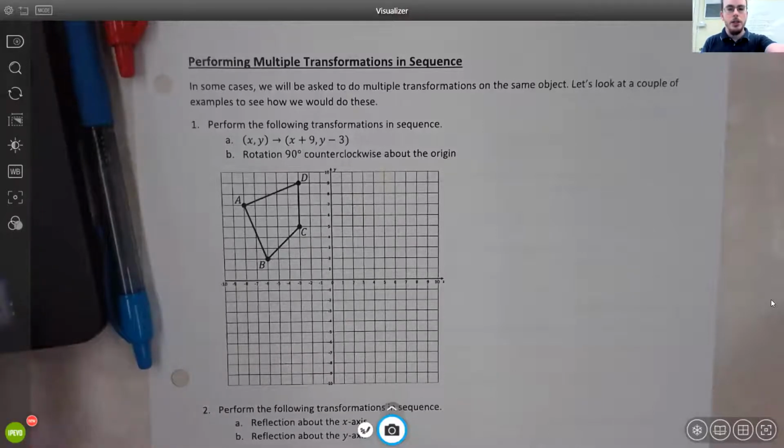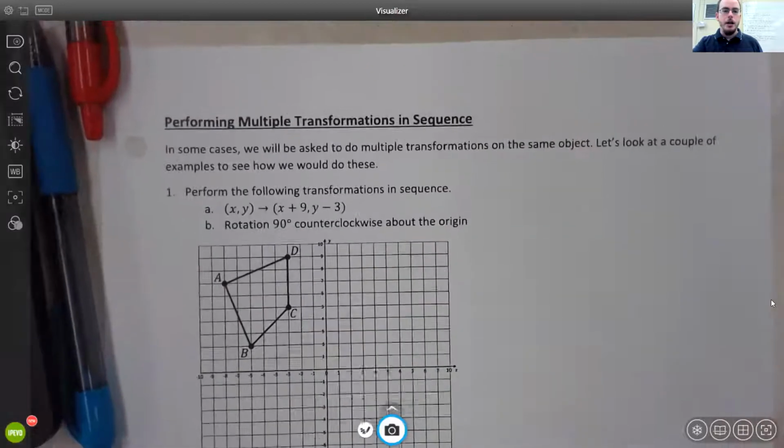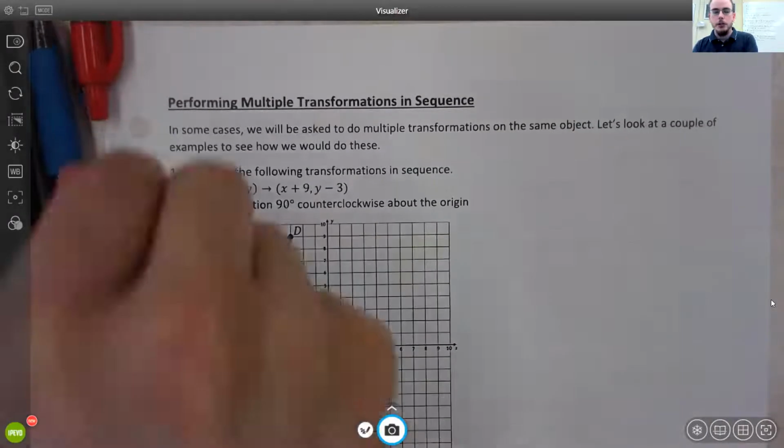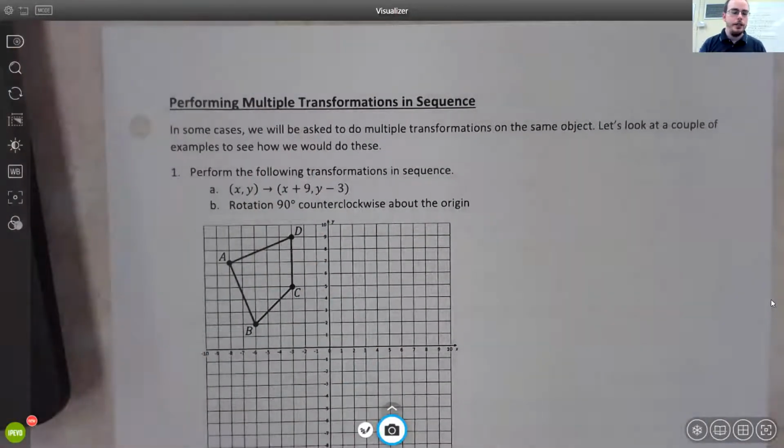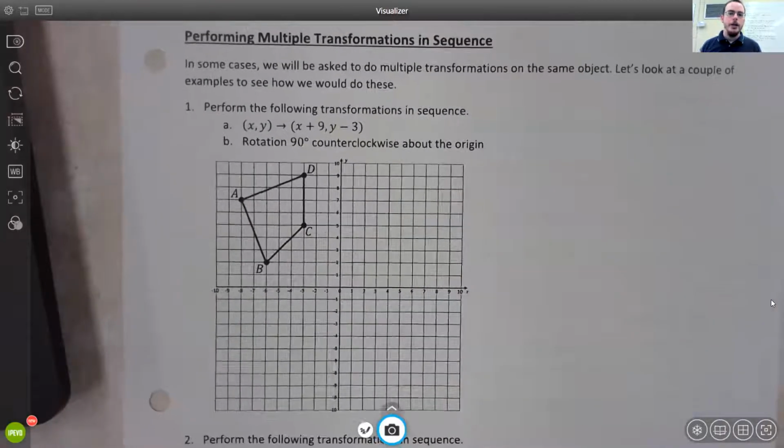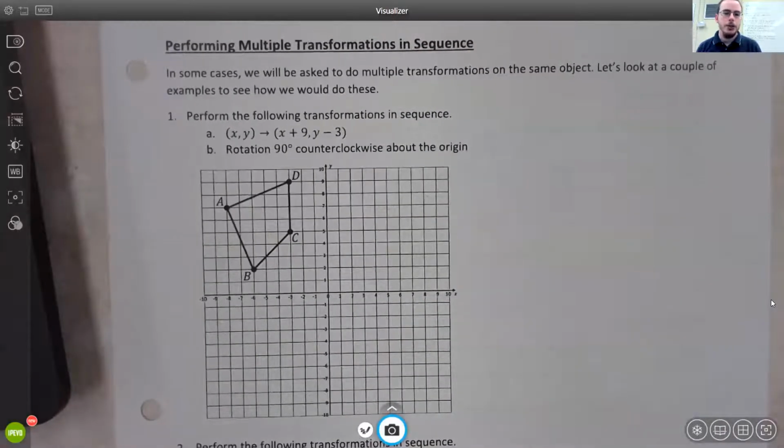This time it is a continuation of the transformations by performing multiple transformations in sequence, and then it'll also be the symmetry instructional video. So with multiple transformations in sequence, sometimes we'll be asked to do multiple transformations on the same object. So if we want to do that, we have to do them in the order that it wants us to do. So let's look at the first one here.